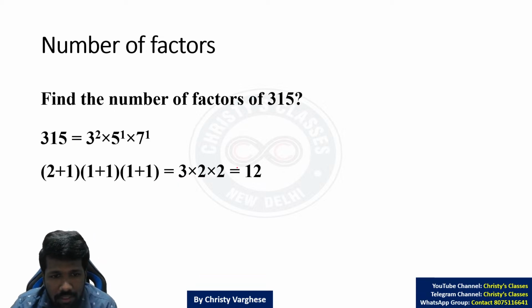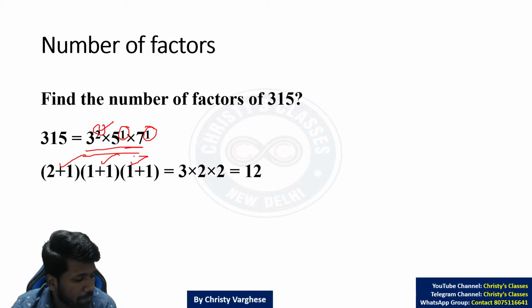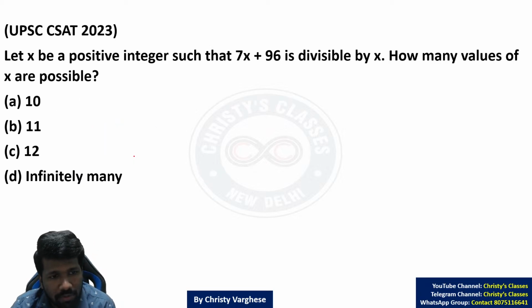So this you can try as homework. 315, when you prime factorize, you will get this. If there are 3 factors, all 3 powers you have to take up and add 1 to. However many prime factors there are, that many powers you have to take up, add 1 to each and multiply.